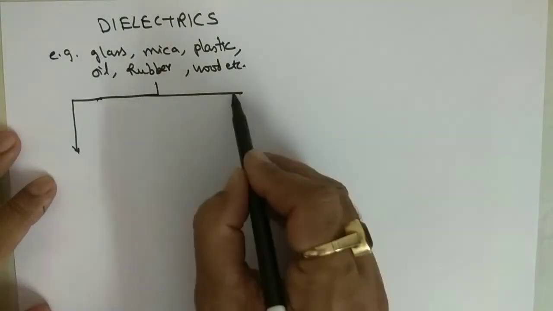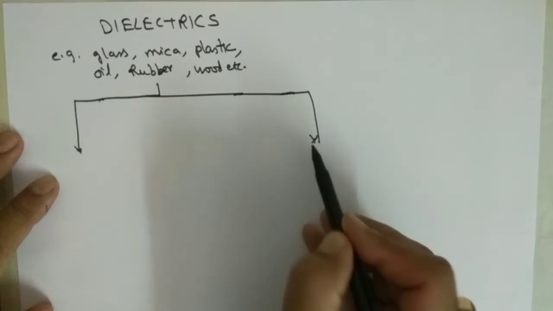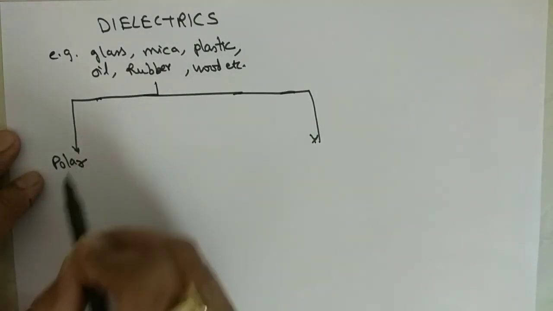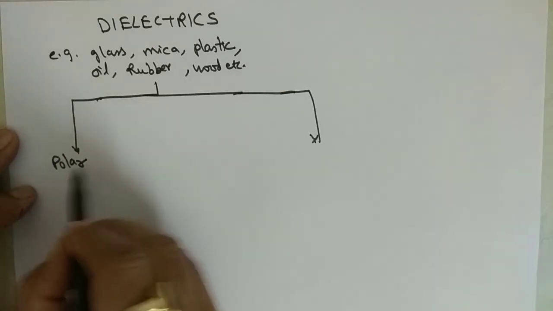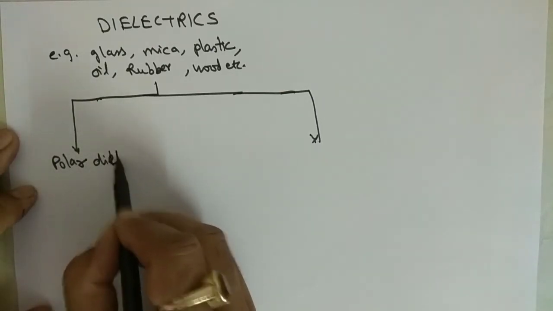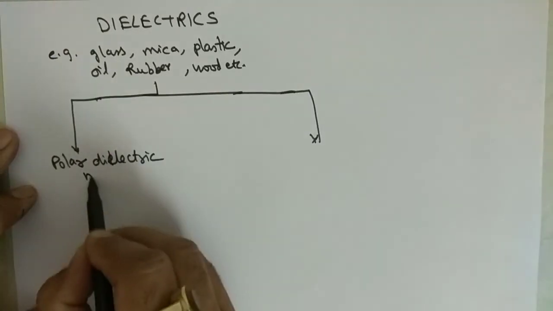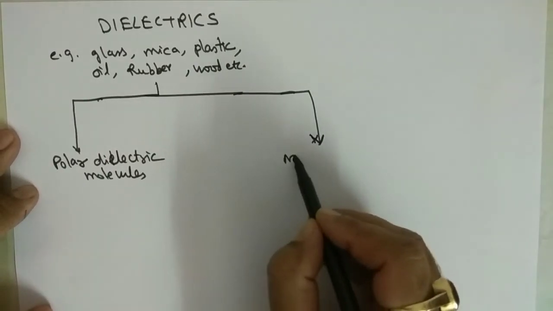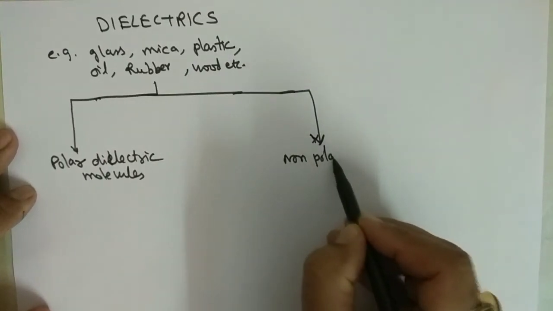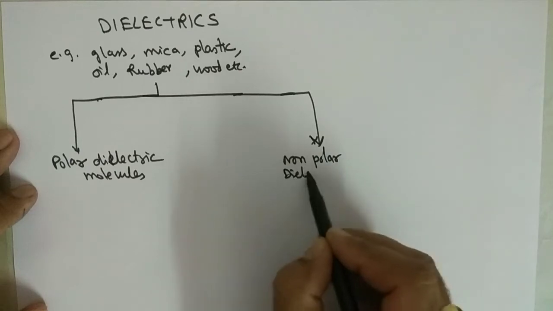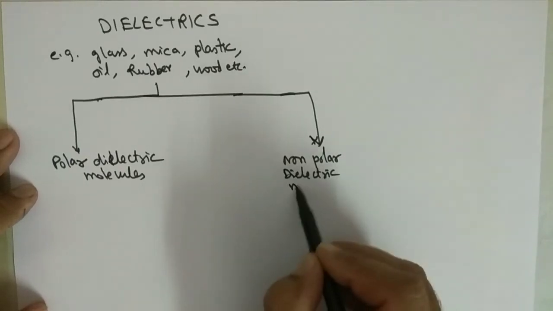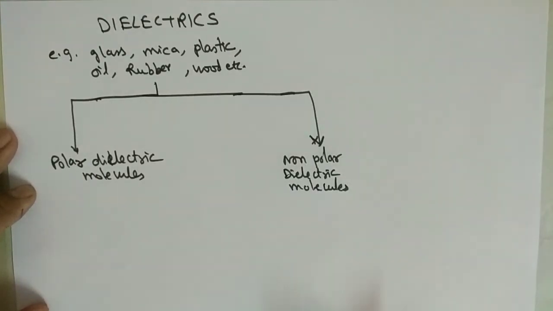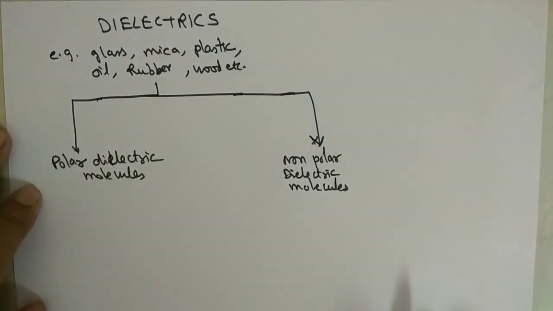Now the dielectrics are of two types. Remember again, there are two types. First is the polar dielectric molecules, and second is the non-polar dielectric molecules. Now we'll discuss these two types of molecules, polar and non-polar.